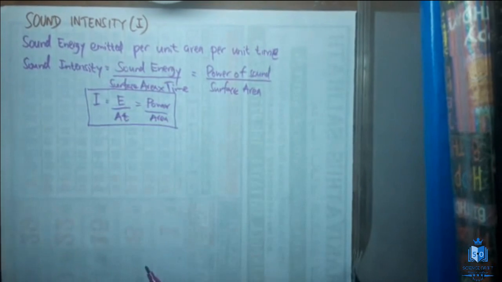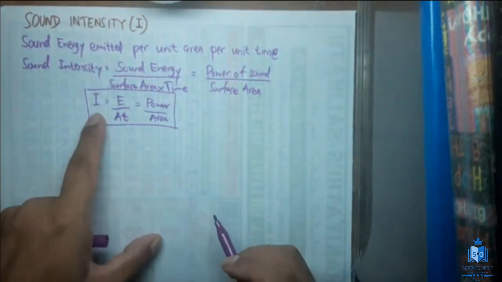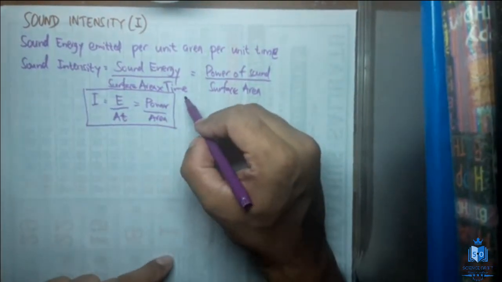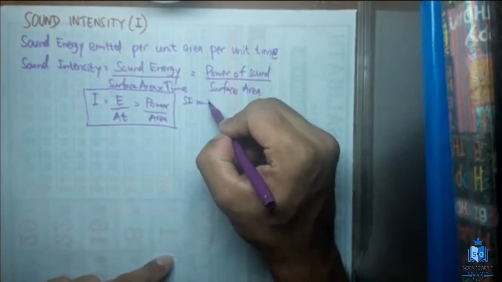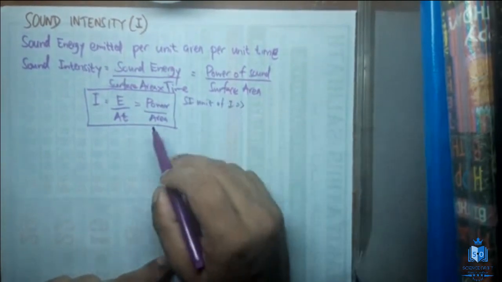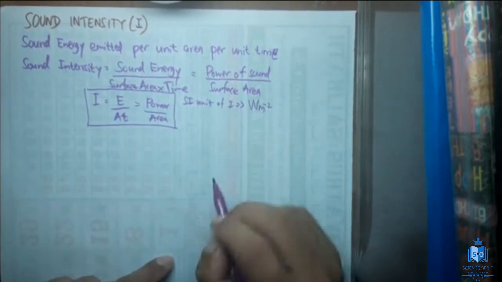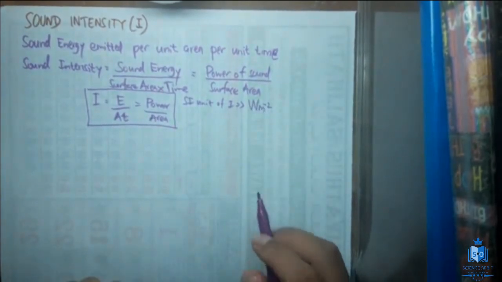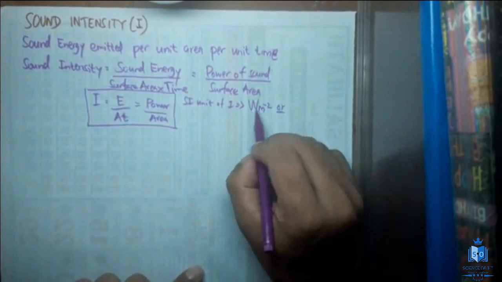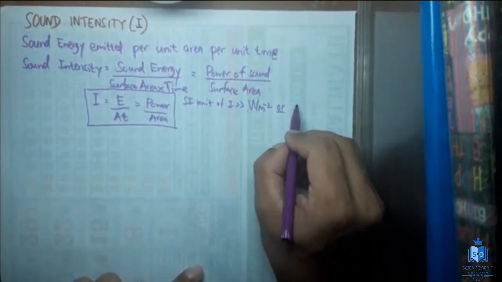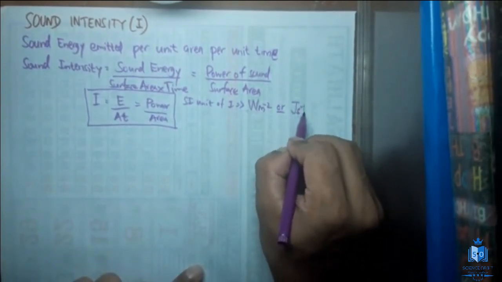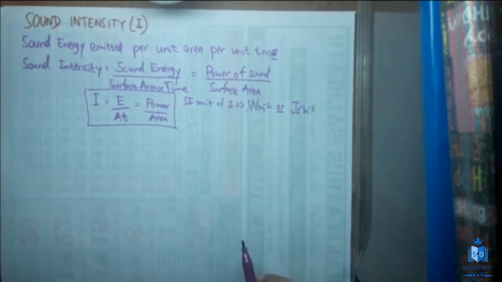Okay, we have introduced a new physical quantity, so we have to introduce the SI units, correct? So what about the SI unit of I? We are dividing power by area, so we normally use watt per meter squared. That is the symbol we use. Instead of watt, you can also use joules per second per meter squared. That is also possible, right?